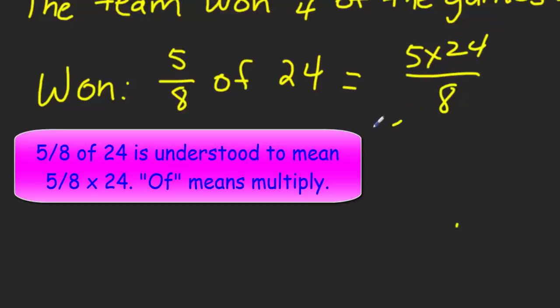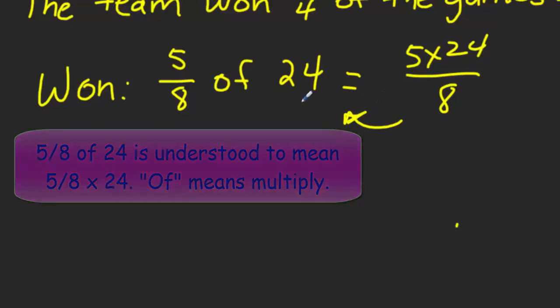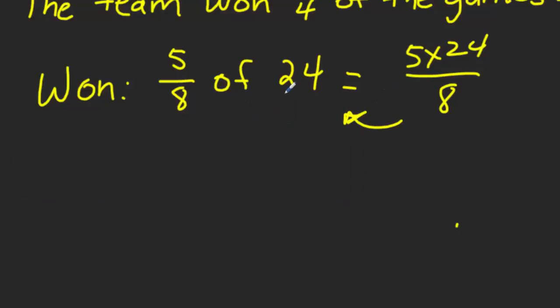And if you look over here, when we multiply fractions, we just multiply the numerators and then multiply the denominators. And I can put 24 over 1 because 24 divided by 1 is 24, so it doesn't change the value. And then now I have 5 times 24 over 8. Now you can go ahead and multiply the 5 times 24 and then divide by 8. However, 5 times 24 is going to give us a really large number.